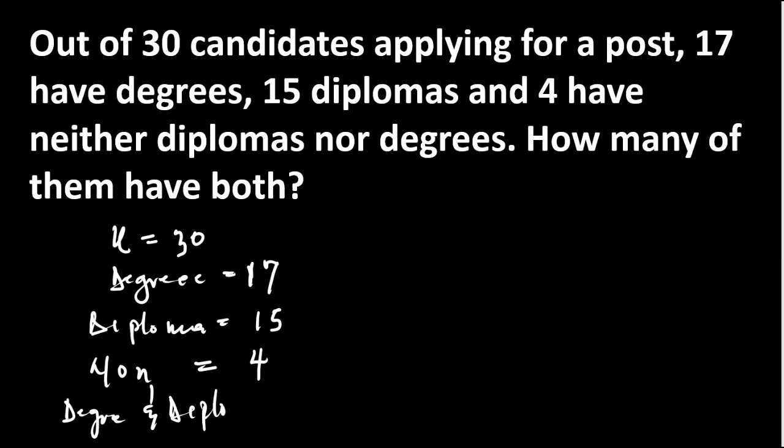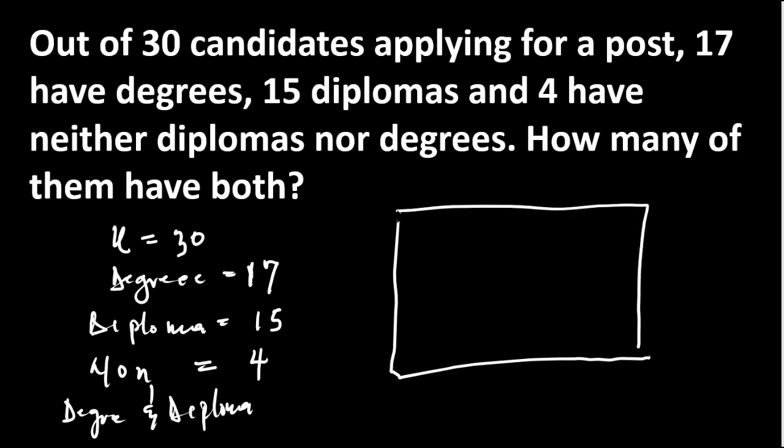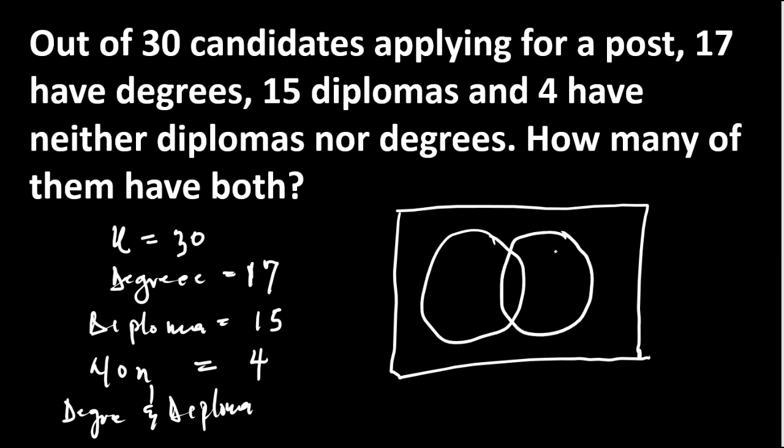Now, let's create our Venn diagram. Our Venn diagram will look like this. Since I only have two major items, that is degree and diploma, I'll have two circles touching each other. Now the point where they touch here, I'll tag this as X because this is where I have those who have both. They have both degrees and diploma.